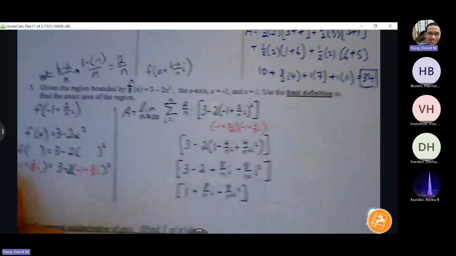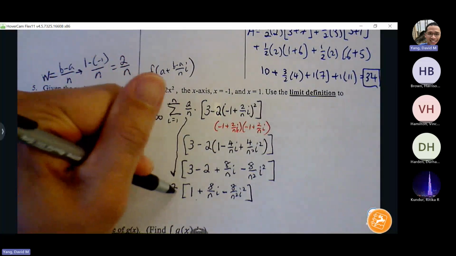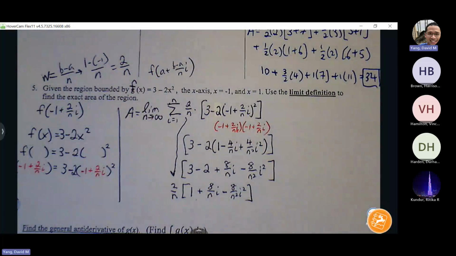Okay, now we've taken care of the height, but don't forget there's still that width component that we haven't done anything with yet. Now I'll distribute that 2 over n through.